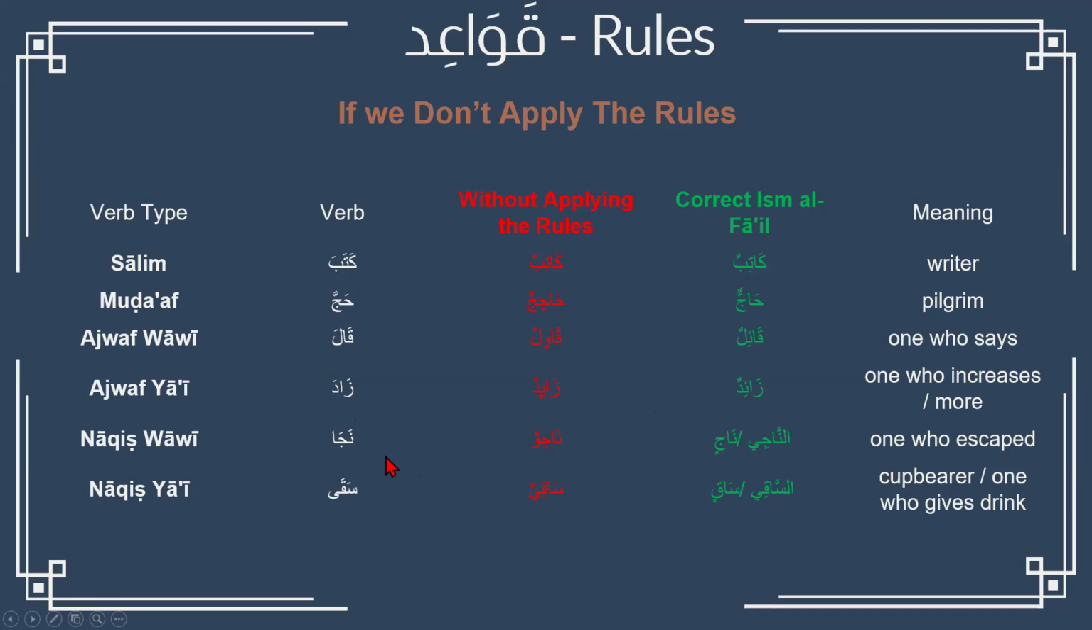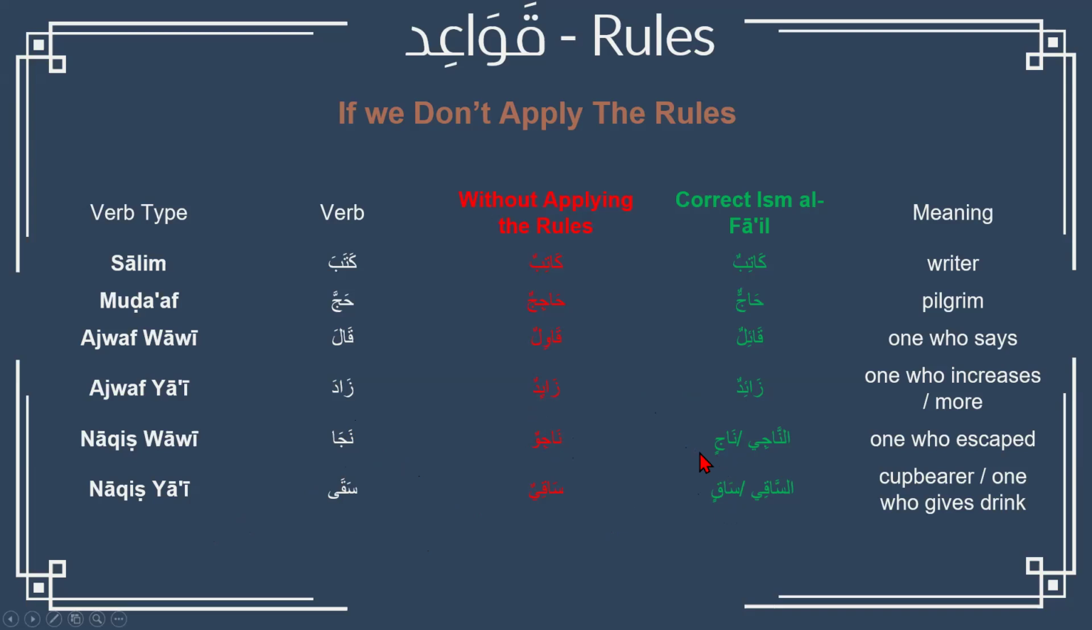Naqis wawi, naja'a, because it has an alif in the beginning and at the end, if you did not have the rule applied, it will become najiwun, which is very strange to pronounce. So you'll simply say najin. Naqis ya'i, saqa, the last letter is ya, it would have been saqiyun. Instead of saqiyun, you'll simply say saqin. These are the examples of ismul fa'il.